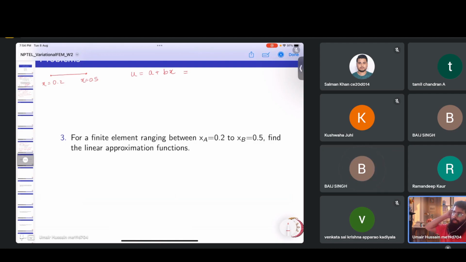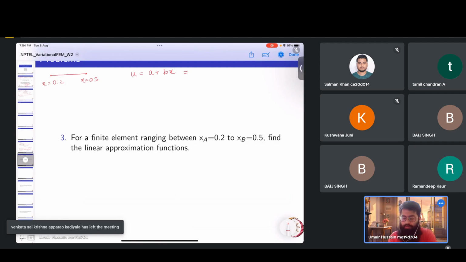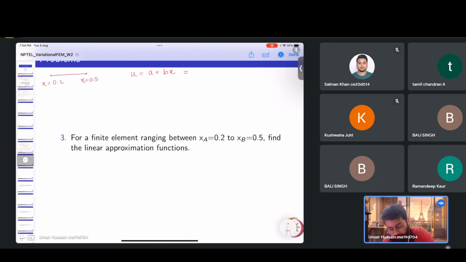I'm not talking about transforming the coordinate system. I'm talking about what representation we use for the approximation of the solution. So you remember we write the solution like this: u1 n1 plus u2 n2, in terms of the shape function, the approximation function. And since it's linear, we have two approximation functions, and we can also assume it to be a linear function, a plus bx. That is both ways we can assume it.